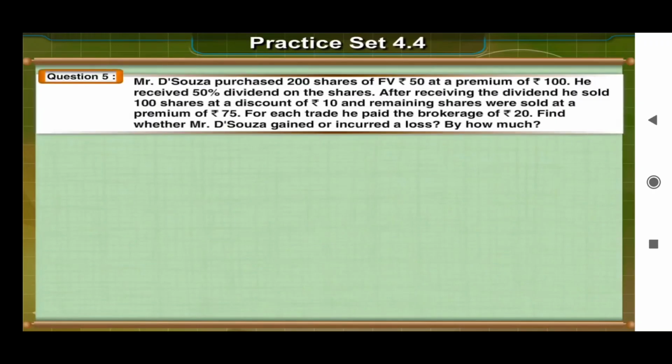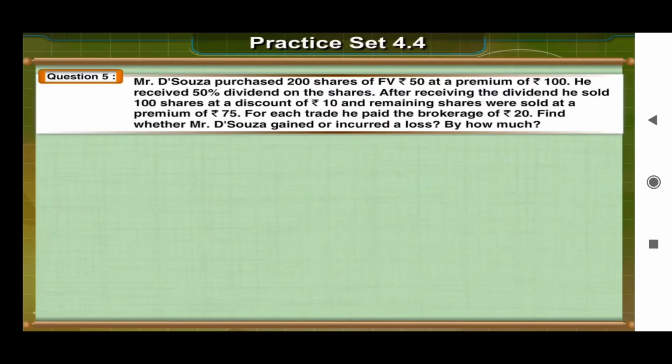Question 5. Mr. D'Souza purchased 200 shares of face value rupees 50 at a premium of rupees 100. He received 50% dividend on the shares. After receiving the dividend, he sold 100 shares at a discount of rupees 10, and remaining shares were sold at a premium of rupees 75. For each trade, he paid the brokerage of rupees 20. Find whether Mr. D'Souza gained or incurred a loss.